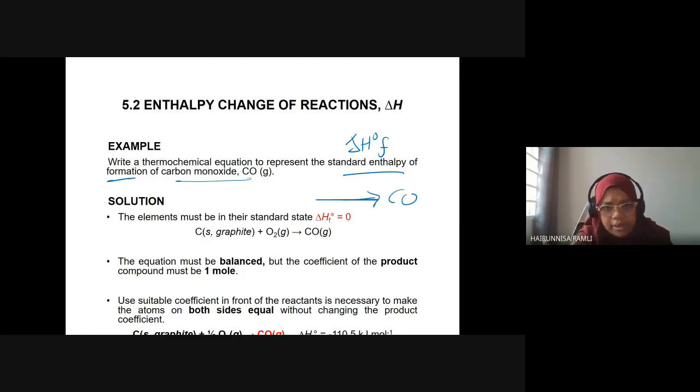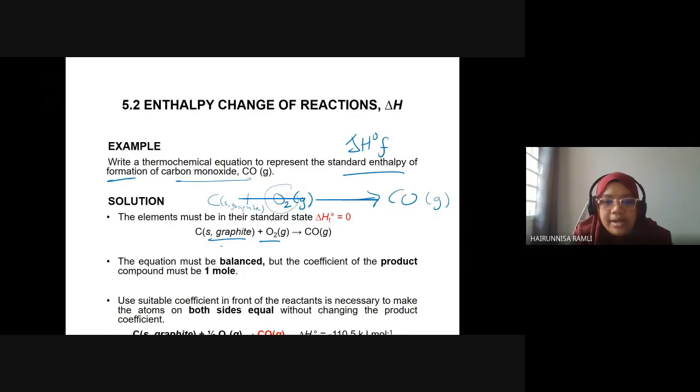So, maksudnya bila formation dan dia adalah gas, mesti dia datang daripada element. So, we have C, we have O. Right? When we have C and O, so now we go back to carbon. What is the standard state for carbon? Solid and also dia mesti graphite. Okay? So, the solid and graphite. Okay, and then what is the standard state for oxygen? Dia mesti dua atom molecule kan? Then dia mesti gas. Okay, barulah lepas tu balance the equation.